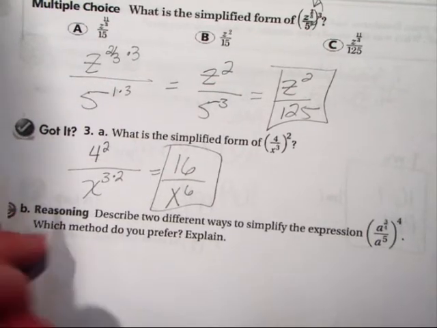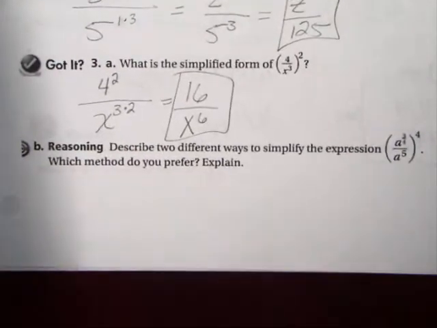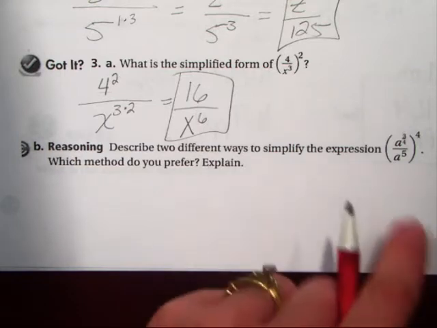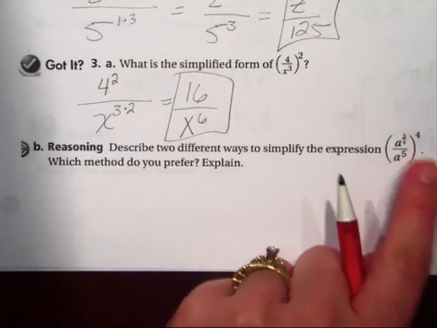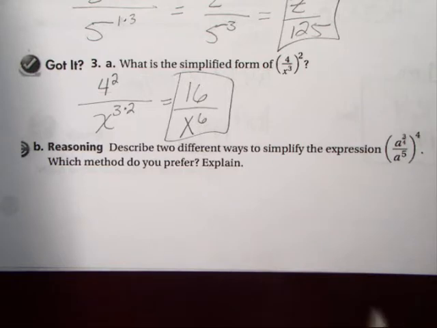Part B, reasoning. Don't stress out, you'll be fine. Describe 2 different ways to simplify this expression. A to the 3/4 over a to the 5th, all to the 4th. What method do you prefer?